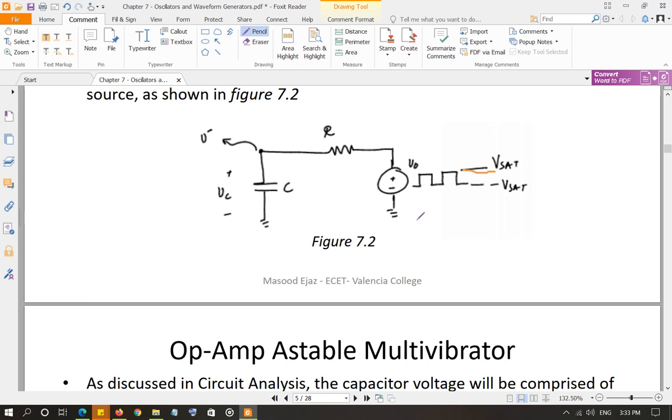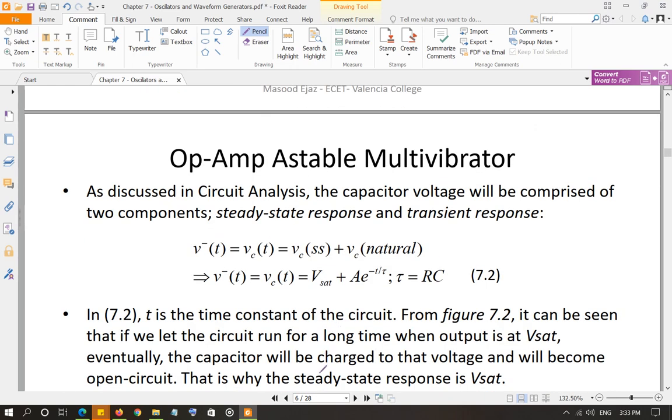Now that voltage will not actually occur, but for the equation, that is the value we are going to use for the steady state voltage. If we let this circuit run for the longest time, then since the output voltage, which is the input of this RC circuit, is Vset, Vset voltage will appear across the capacitor. So the steady state voltage is Vset, and the natural component is an exponential component. For a first order circuit it is A e to the power negative t over tau, where tau is the time constant of the circuit, which we know is RC.